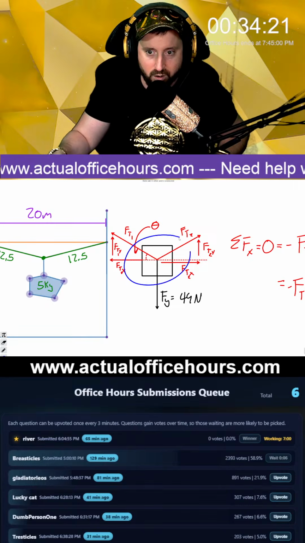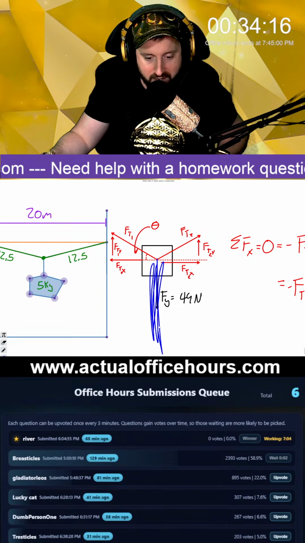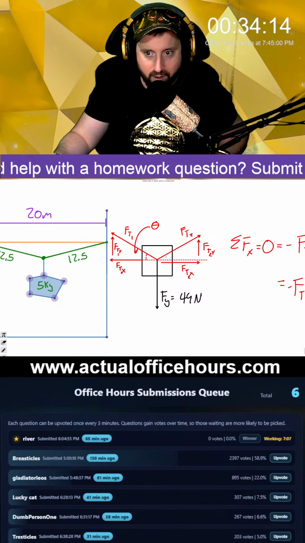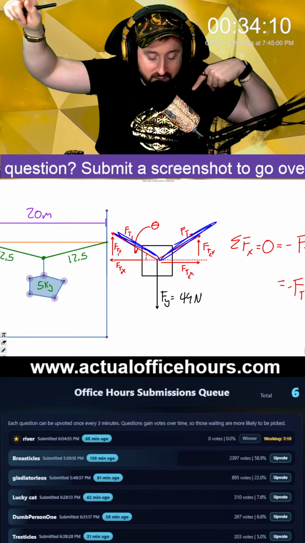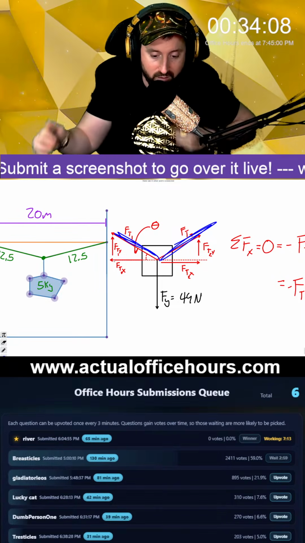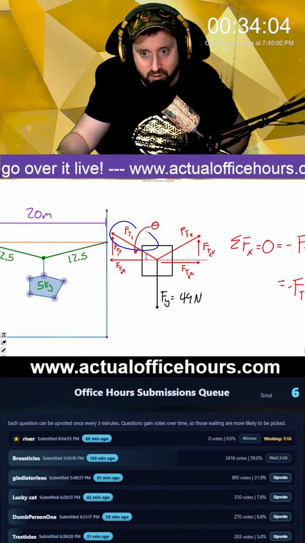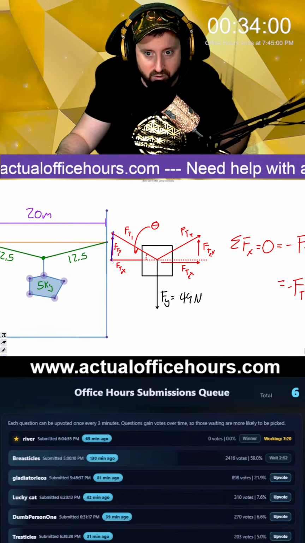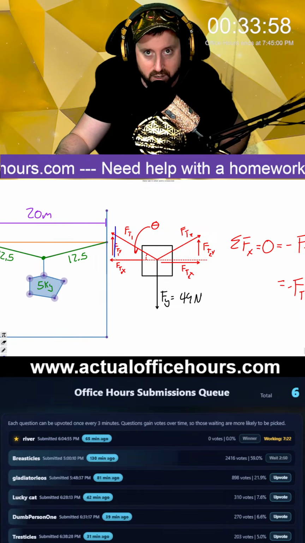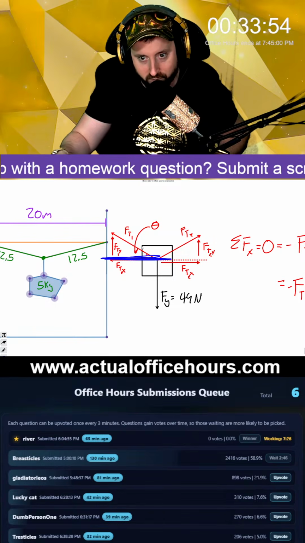So on the rock, you have gravity pulling the rock straight down. And then you have two tension forces pulling it diagonally up to the right and diagonally up to the left. These tension forces are diagonal, so I need to break them up into x and y components. I need just up-down forces and just left-right forces.